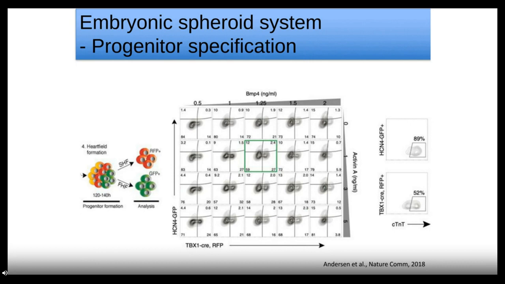As you can see out to the right, we isolated the GFP positive cells, and we could see that 89% of them were actually expressing cardiac troponin T as a sign of being myocytes, whereas about 50% of the cells expressed cardiac troponin T in the RFP population from the second heart field. And this goes very well with the literature, because we already know that the first heart field is primarily a unipotent cardiomyogenic heart field, meaning this heart field only gives rise to cardiomyocytes, whereas the second heart field is a multipotent heart field that can give rise to different types of cell types in the heart.